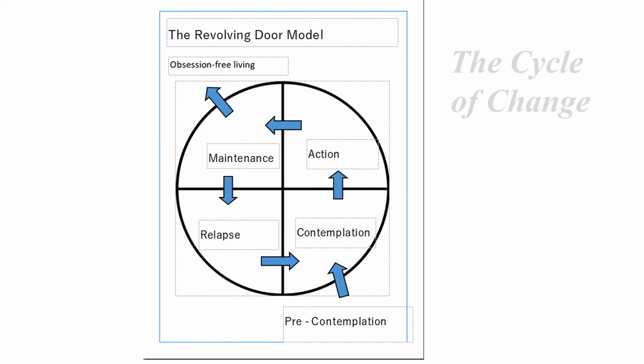It's also useful because when one is in maintenance, there's only two ways to go. Either moving forwards away from the addiction or sliding back to relapse. So one can identify particular behaviours and triggers while you're in maintenance that would tend to lead to relapse or would tend to lead to long-term obsession-free living. You can easily see how this can apply to any form of addiction, whether it's a substance addiction or a behavioural addiction of any kind, which is why we like it so much at the Living Room.